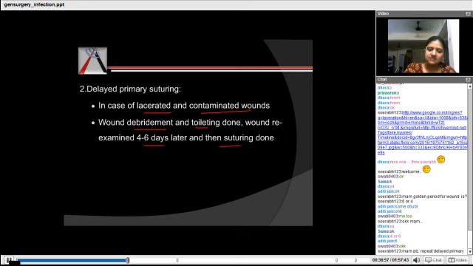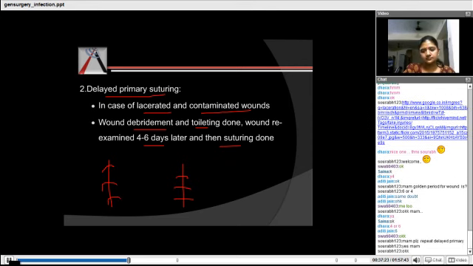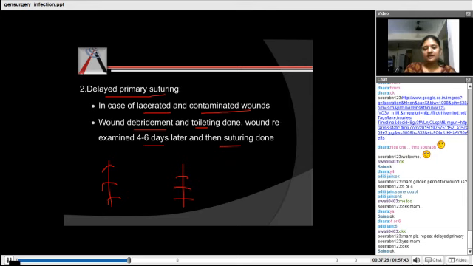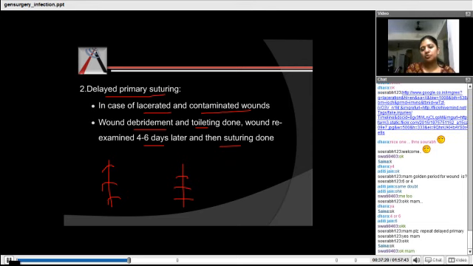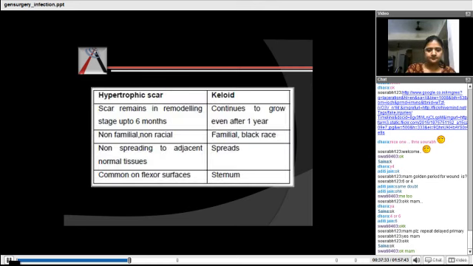Delayed primary suturing is used in case of lacerations or when the wound is contaminated. When a wound needs debridement and some toileting, you do that, call the patient after 4 to 6 days and then suture the incision. That's called delayed primary suturing. It is still primary because your wound can be approximated. It's contaminated, so you delay suturing it on the same day because you're scared you'll probably cause an infection at a later date.